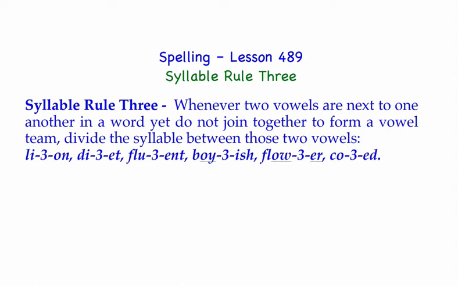Now I'm going to dictate 10 rows of words, and all of these words will contain one syllable that's divided according to syllable rule 3. Beginning with row 1, oasis. Oasis, the group came to an oasis in the desert. O-A-S-I-S. First syllable O, second syllable A, final syllable SIS, three sounds. S-I-S. O-A-S-I-S.